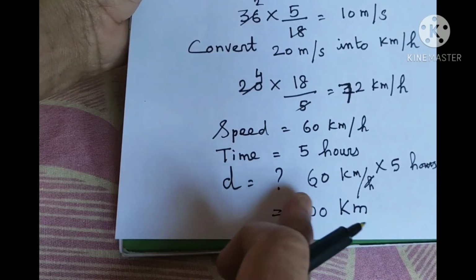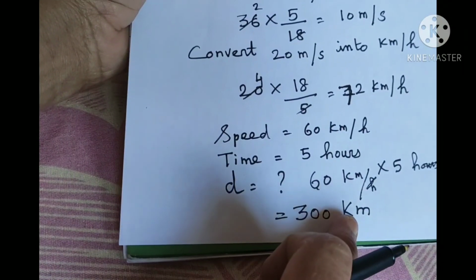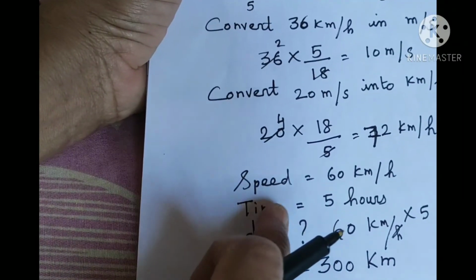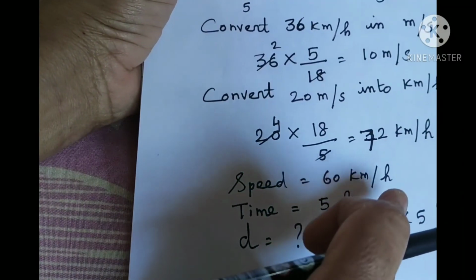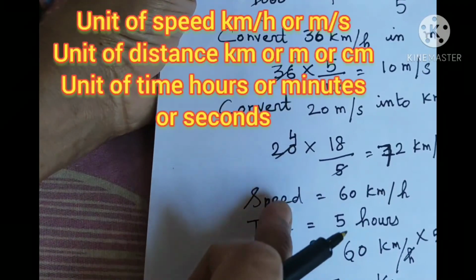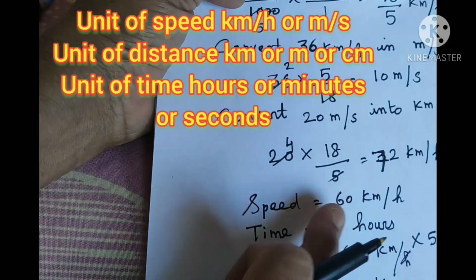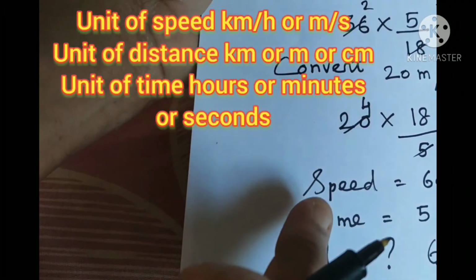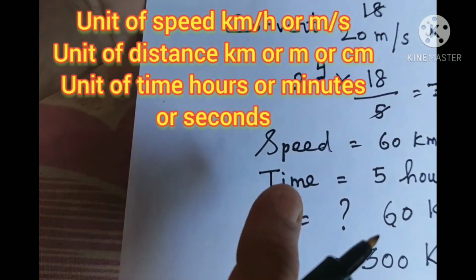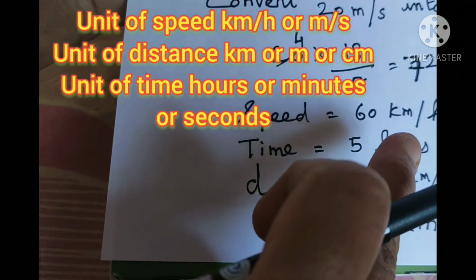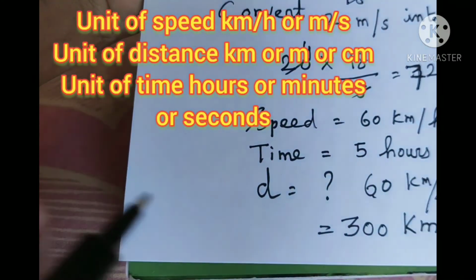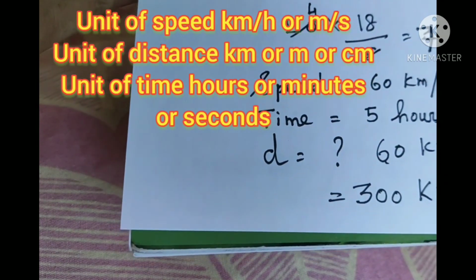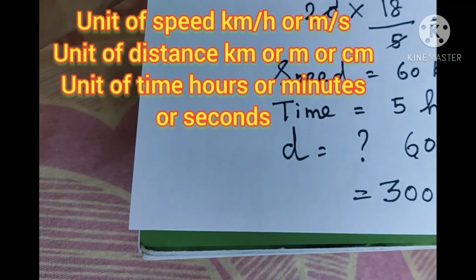The unit of distance will be kilometer or meter. The unit of time will be hours or minutes or seconds. The unit of speed will be kilometer per hour or meter per second. Time will be in hours or minutes or seconds. The distance will be in kilometer or meter or centimeter.